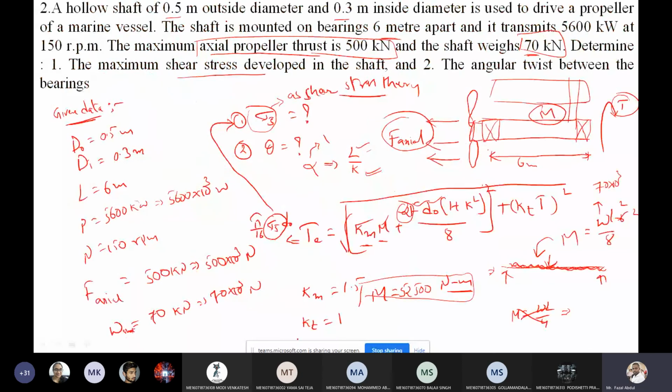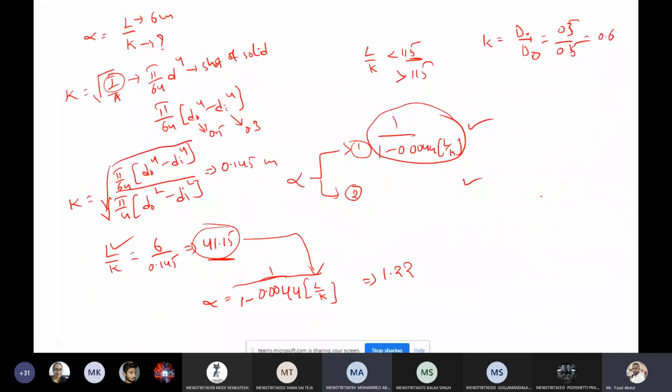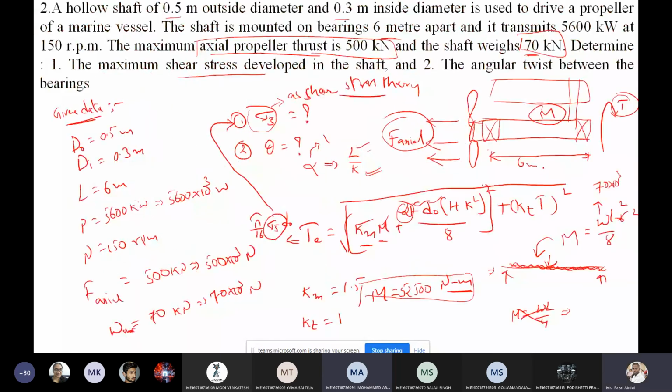Kt value also we calculated. T value we need. The value of M is 315,000 Newton meter. Okay.